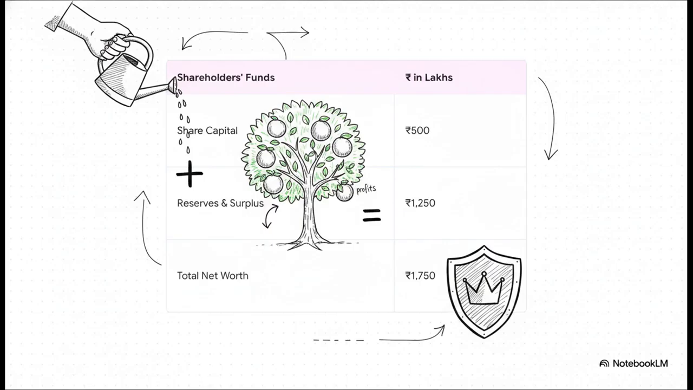Then we have reserves and surplus at 1,250 lakhs. Think of this as the fruit the tree has grown. It represents the profits the company has actually kept inside the business over the years, instead of paying it out as dividends. Add those together and you get a total net worth of 1,750 lakhs. This is the chunk that belongs purely to the owners.